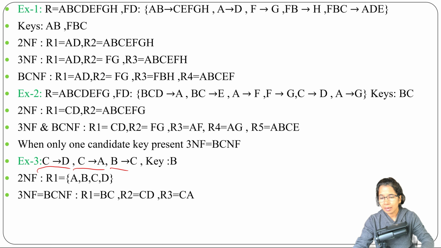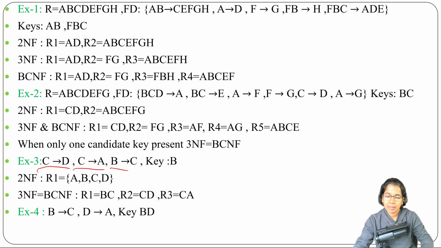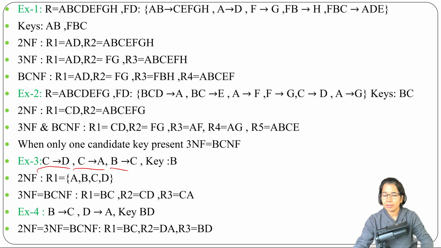This is the last. Next, example 4. B implies C, D implies A, here key equals BD. There are partial dependencies: A is dependent on D and C is dependent on B, where B, D both are part of the key. That's why 2NF, 3NF and BCNF will all be the same. It will be BC, DA and BD. There will be 3 relations: one relation for BC, another for DA, another for BD.